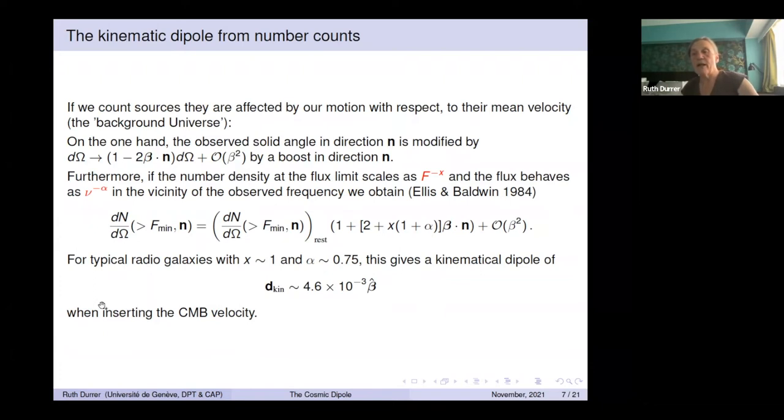Observations, however, have seen a dipole which is typically double that, which is 10 to the minus 2 or close to 10 to the minus 2 instead of 4.6 times 10 to the minus 3, in a direction which broadly agrees with the CMB direction, but with large errors.